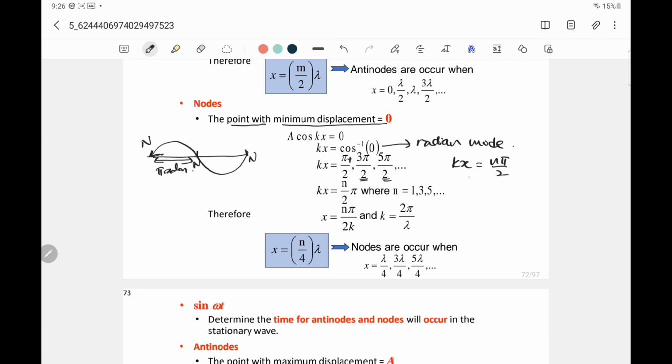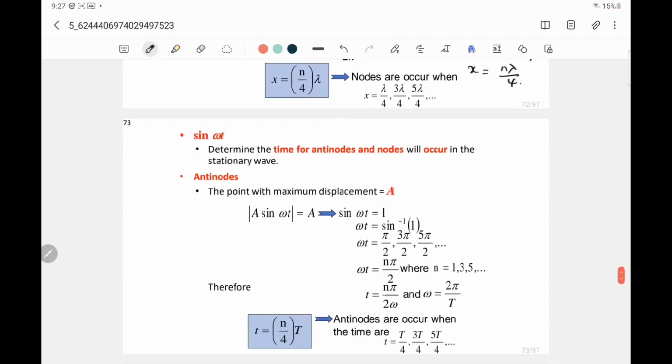So then we know that k is equal to 2 pi over lambda, x equal to n pi over 2. So x equal to n pi over 2, okay, times lambda over 2 pi. So then x is equal to n lambda over 4.